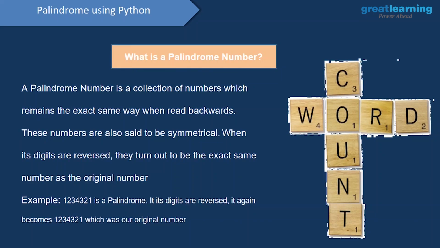Now we are going to talk about what a palindrome number is. A palindrome number is a collection of numbers which remains exactly the same when we read it backwards. These numbers are also said to be symmetrical. When its digits are reversed, they turn out to be exactly the same number as the original number. Example, 1, 2, 3, 4, 3, 2, 1 is a palindrome. Try to reverse it, and you will get 1, 2, 3, 4, 3, 2, 1 again. So if the digits are reversed, it again becomes the same number, which is our original number, right?